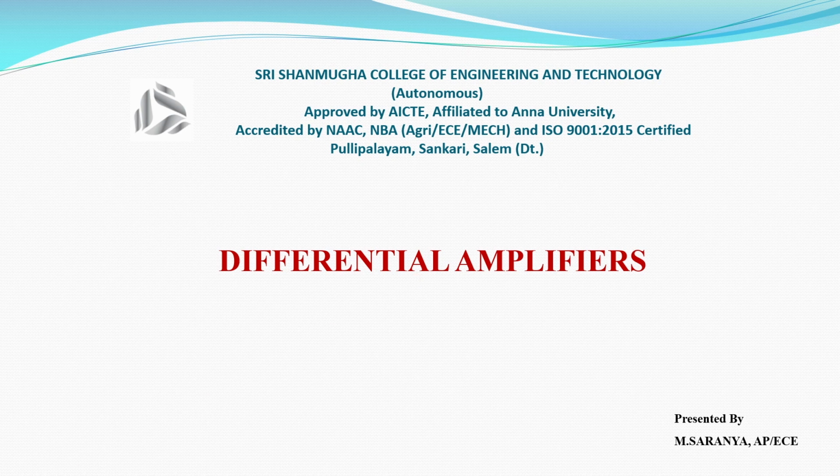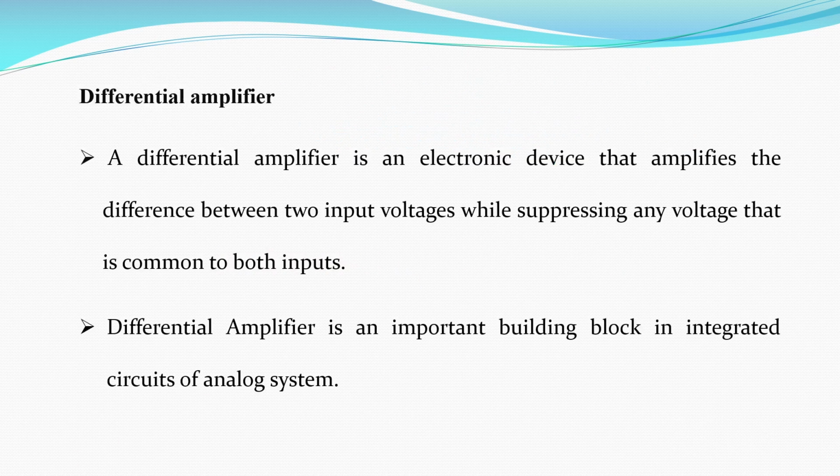So a differential amplifier is an electronic device mainly used to amplify the difference between two input voltage signals, and it is very important in the integrated circuits of an analog system. It typically forms the input stage of an operational amplifier. In simple words, a device that amplifies the difference between two input voltage signals is called a differential amplifier.